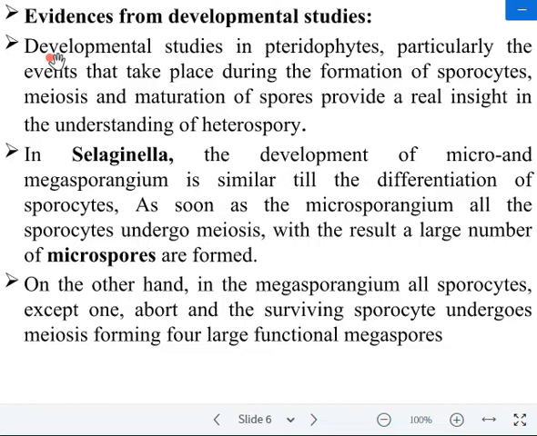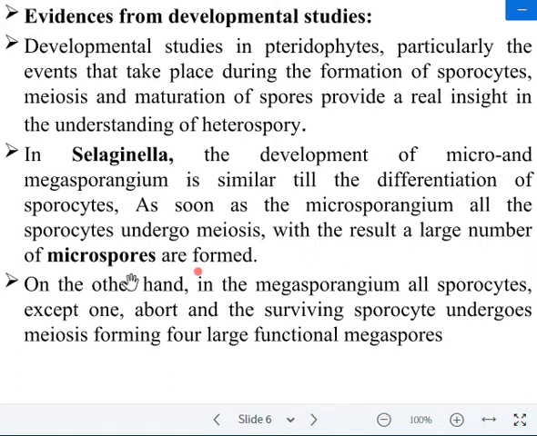The second evidence comes from developmental studies which prove heterospory in ferns. Developmental studies in pteridophytes, particularly the events that take place during the formation of the sporocyte and spore mother cell, meiosis and maturation of spore, provide a real insight in understanding heterospory. In the case of Selaginella, the development of micro and megaspore is similar till the differentiation of the spore mother cell or sporocyte. In the microsporangium, all the sporocytes undergo meiosis.